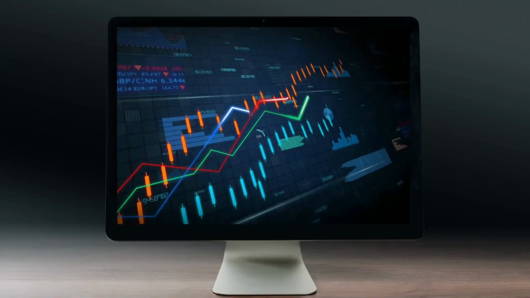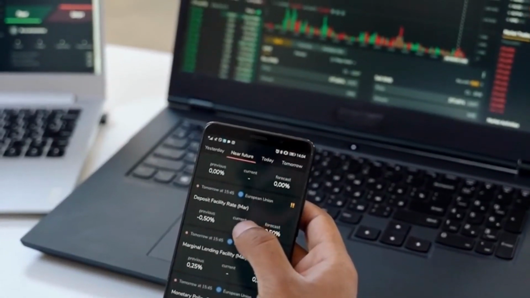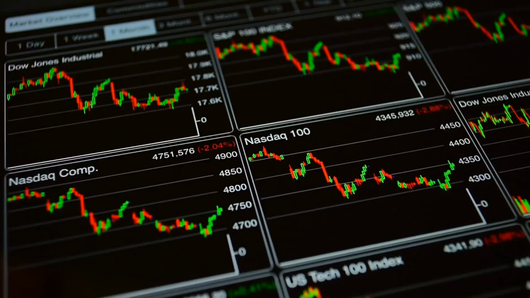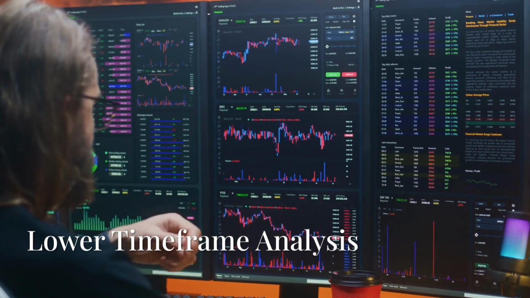Go to the daily time frame. Look for the medium-term trend direction. Use your system: 200 EMA, pivot points, RSI set to 10, and MACD with settings 3, 10, 16. Spot pullbacks, breakouts, or consolidations.